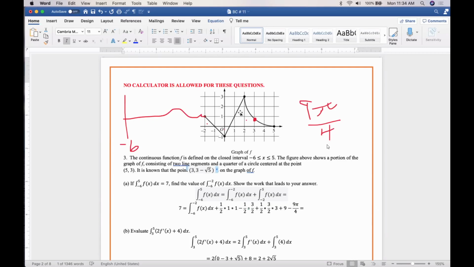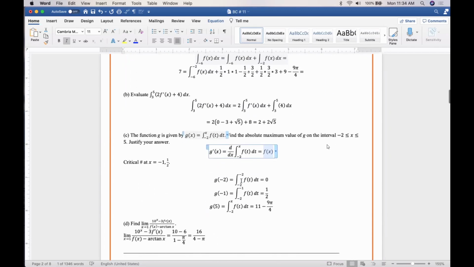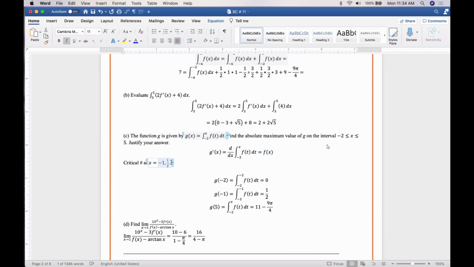So that graph is the derivative of a function g. If you wish to find max or min of any function, what do you need? First, critical numbers. Critical numbers means when the derivative equals 0. When this derivative equals 0, it equals at negative 1, and it equals at 0.5. So I find out that the function crosses the x-axis at negative 1.5. And those are the critical numbers.